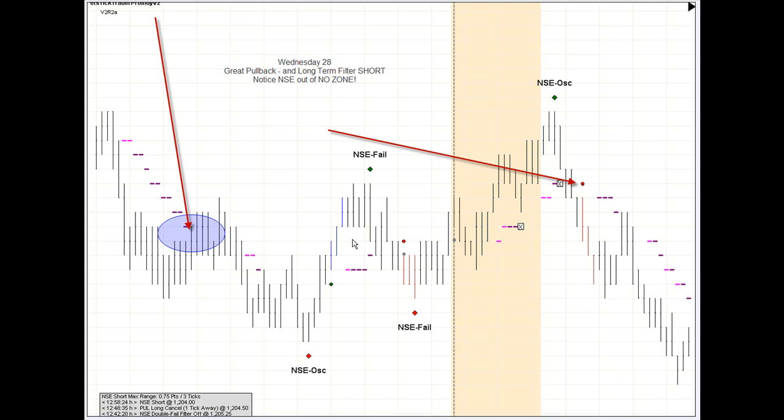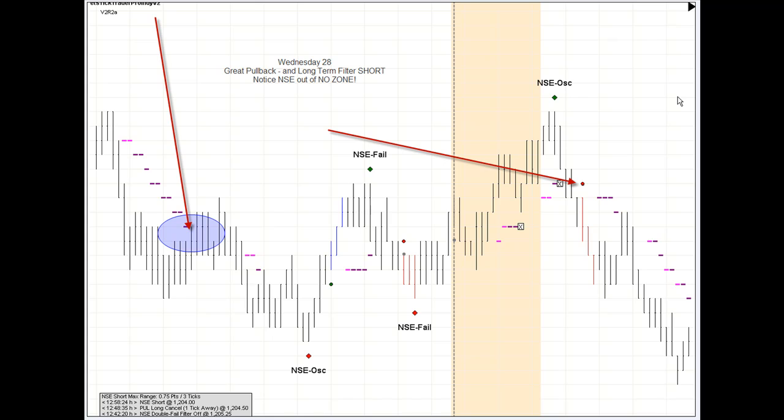I have a lot of students that only trade NSEs out of no zones. There are pros and cons to that. What are the pros and cons? Well, the pros are you're only taking higher probability trades, but one of the cons is you may take a losing NSE out of no zone. There's no guarantee it's going to win, and you may miss a good trade, like a pullback trade here, that's a nice winner. Then you wait around 20 minutes or so, take a loser, and we're all done, now you've got to recover.